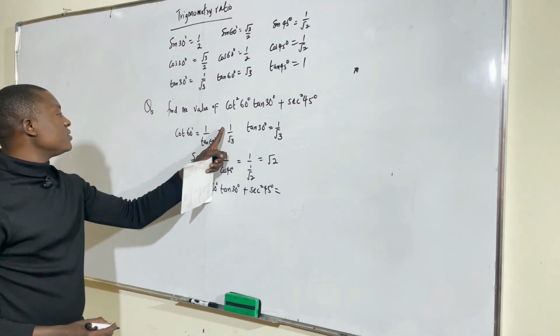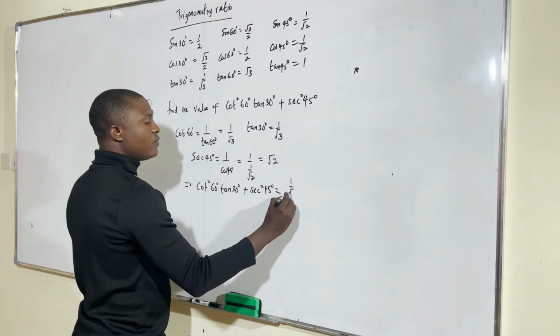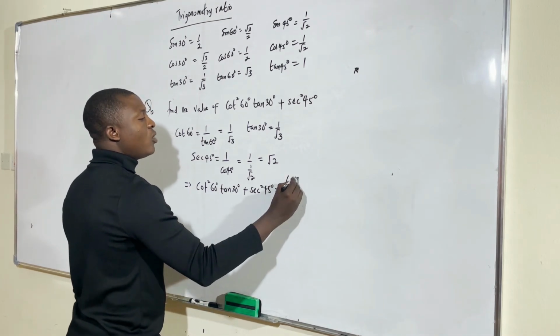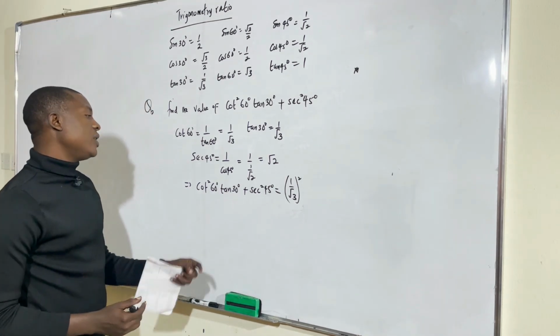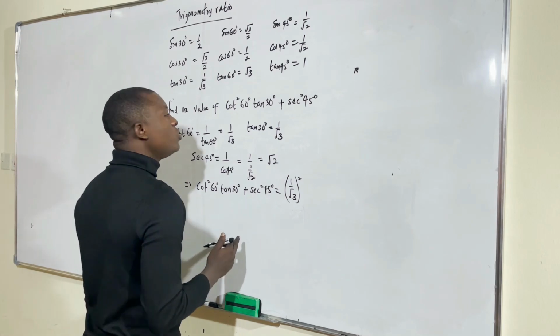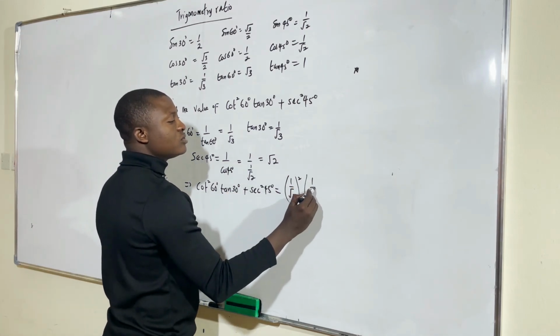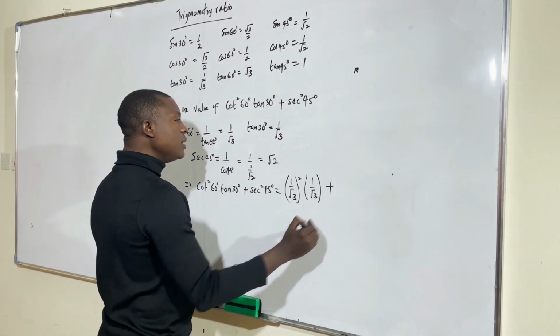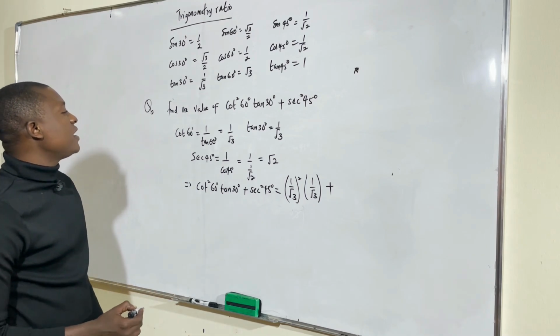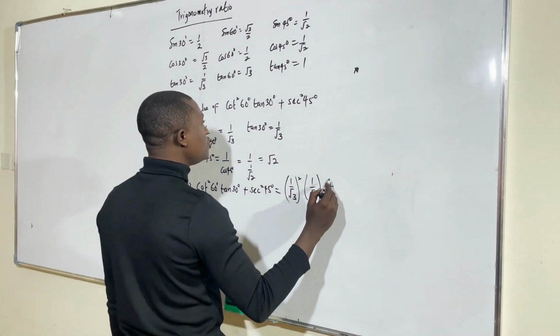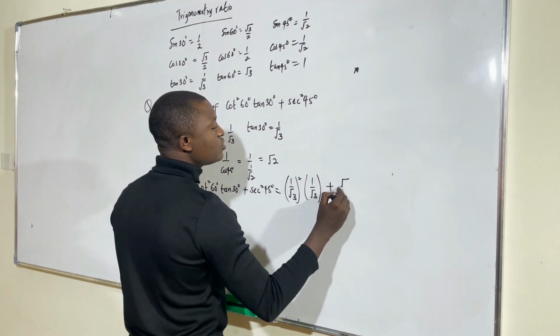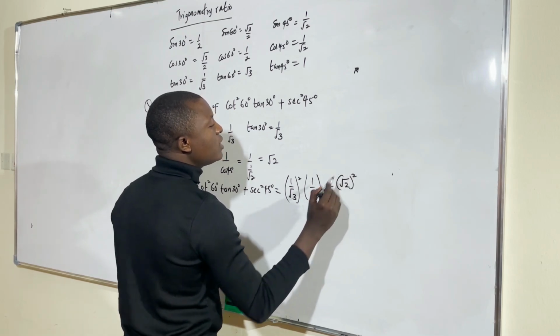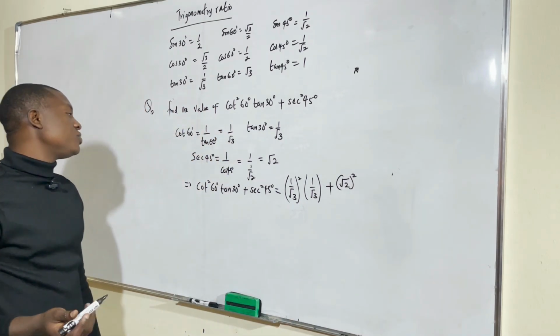Cos 60, what I have is 1 over root 3, so it's going to be all squared because of the square that we have there. Tan 30, what do we have? Tan 30 is 1 over root 3, plus sec 45, we have it to be root 2. So it's also squared, that's going to be root 2 all squared. We just make a simple substitution.